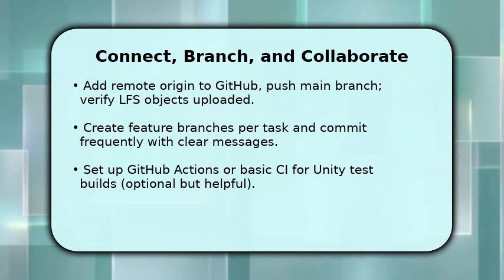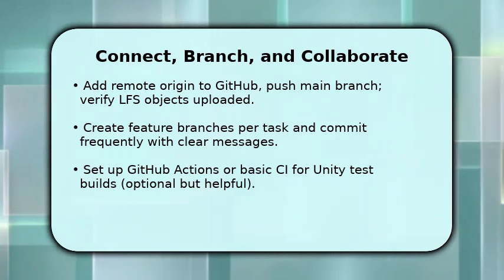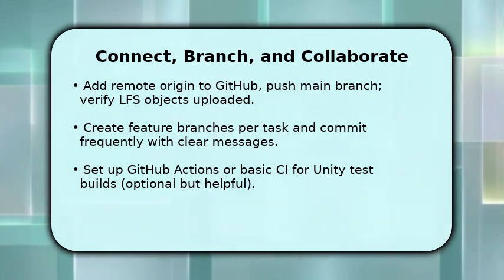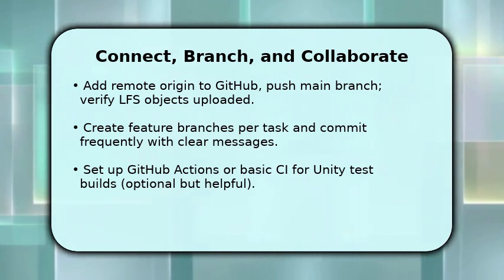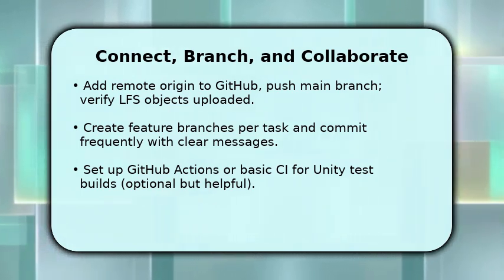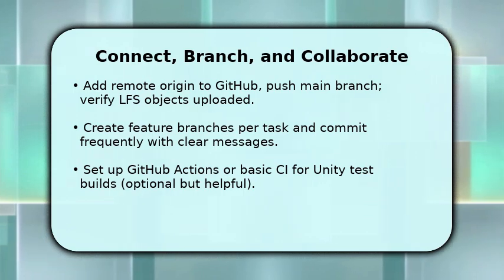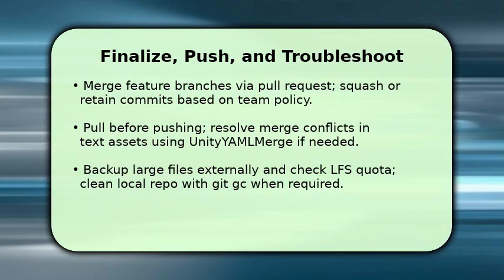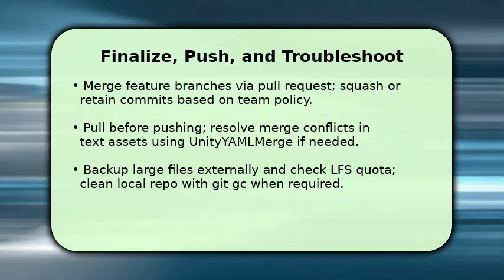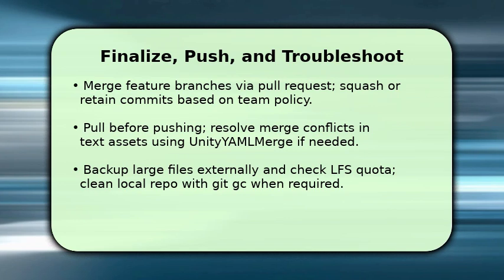Optionally, configure a simple GitHub Actions workflow to run Unity test builds on pull requests, so broken changes are caught early. Finish by consolidating work and ensuring the repo stays healthy. Merge feature branches through pull requests, choosing squash or merge commits per your team's policy, and then push the final main branch. Always pull before pushing and resolve merge conflicts in text assets. Use Unity YAML merge or a similar tool to preserve scenes and prefabs.